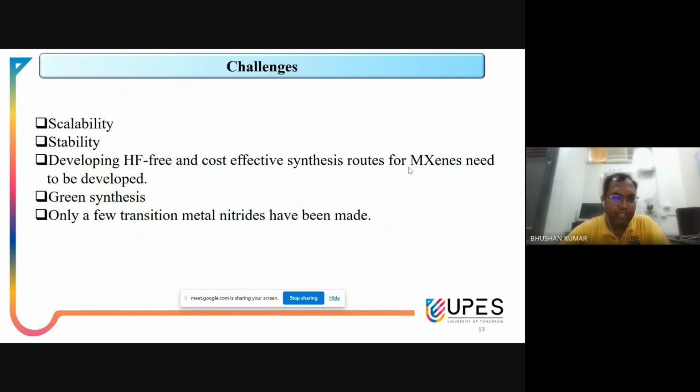Now, these are the different challenges associated with MXene. One is scalability, stability, and developing hydrofluoric-acid-free and cost-effective synthesis routes. Researchers are working on this, so this is a developing area. People are also working on green synthesis. The last challenge is that only a few transition metal nitride MXenes have been made, because most MXenes developed are based on carbides. There are very few papers based on nitrides.